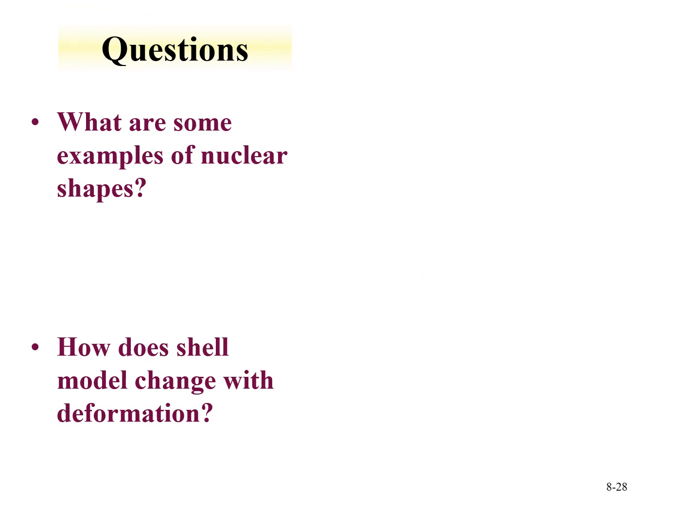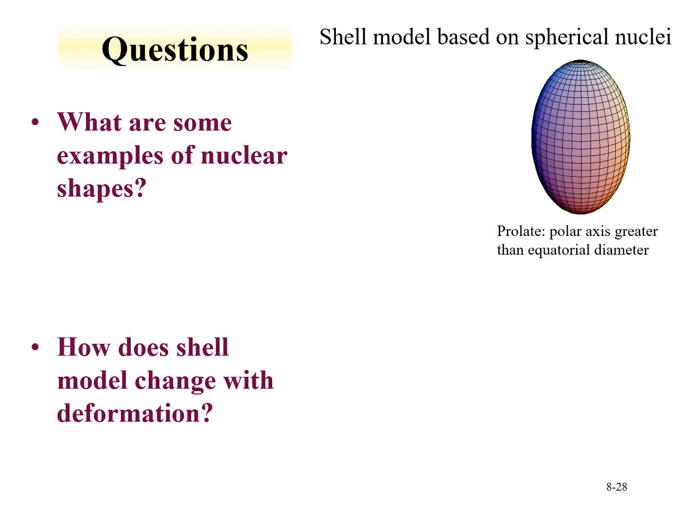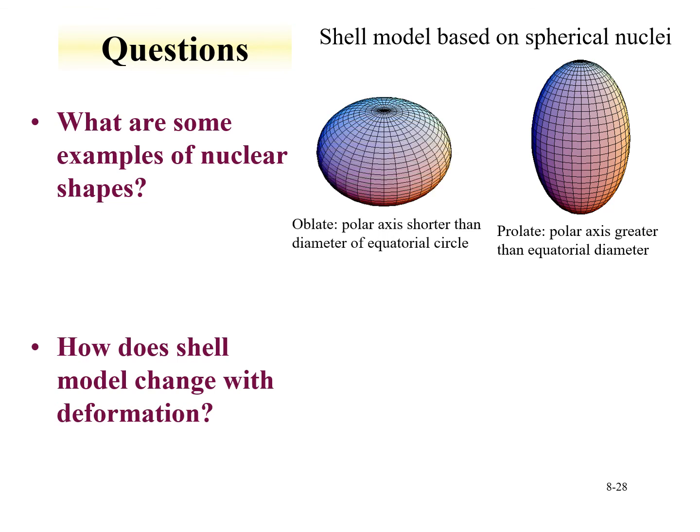Another important concept that was discussed in this lecture is nuclear shapes. So what are some examples of nuclear shapes? Well, as we described the shell model, there's spherical nuclei, but there are also nuclei that deviate from being spheres. One example is a prolate nucleus, in which the polar axis is greater than the equatorial axis. The other nuclear shape is an oblate nucleus, in which the polar axis is shorter than the diameter of the equatorial circle.